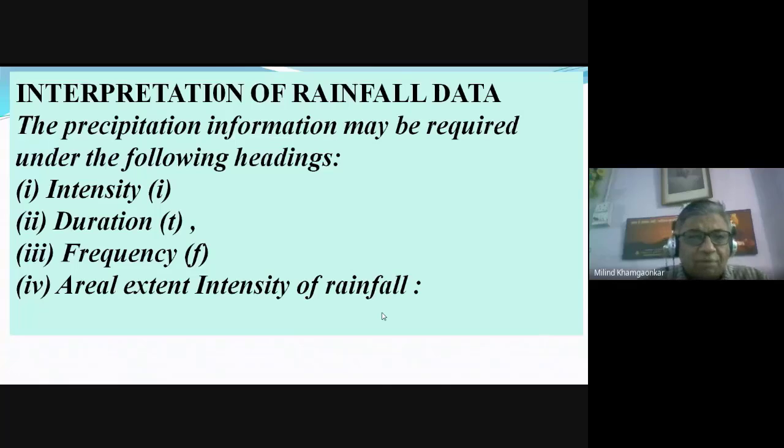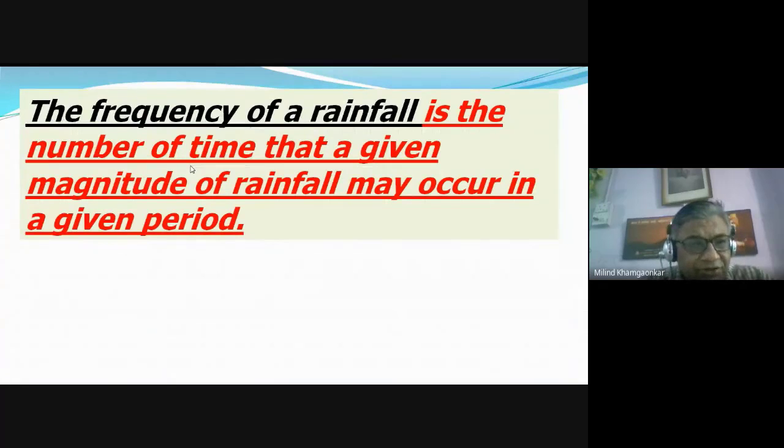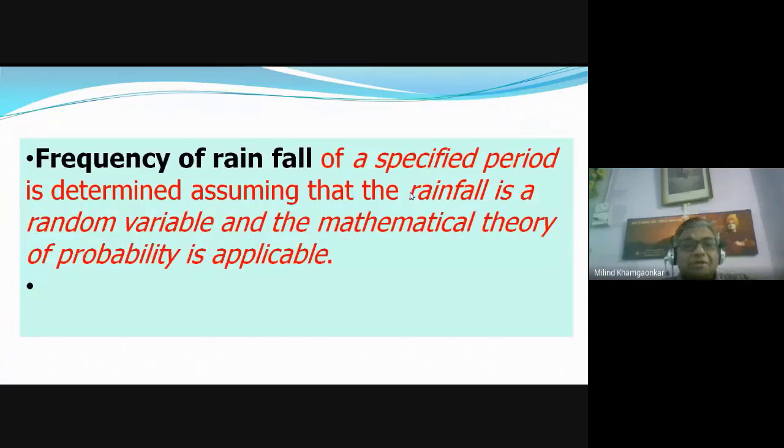The interpretation of the rainfall data is done in four types. This is very important: the intensity of rainfall, duration, frequency, and areal extent. Intensity is always measured in centimeters per hour. Duration is measured in either minutes, seconds, or hours. Frequency of rainfall is the number of times that a given magnitude of rainfall may occur in a certain duration. That duration may be 10 years, 5 years, 50 years.